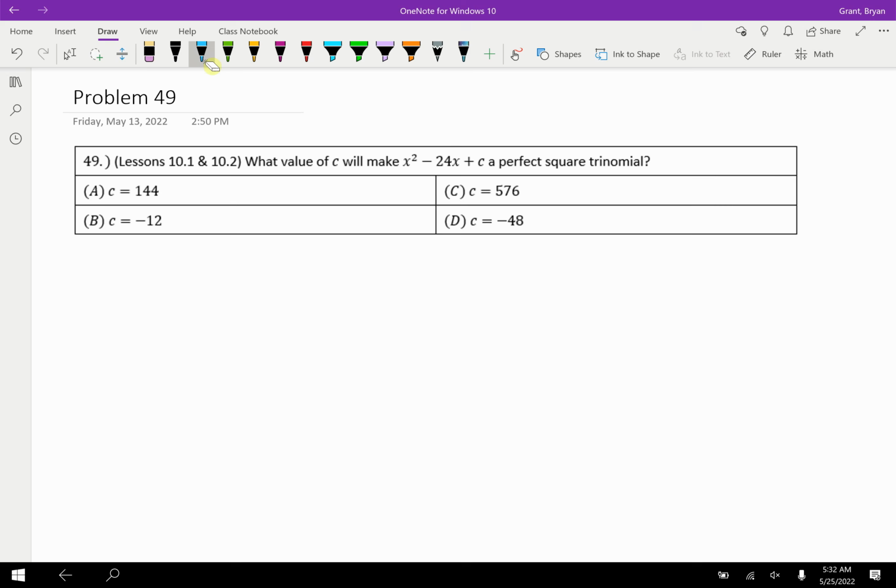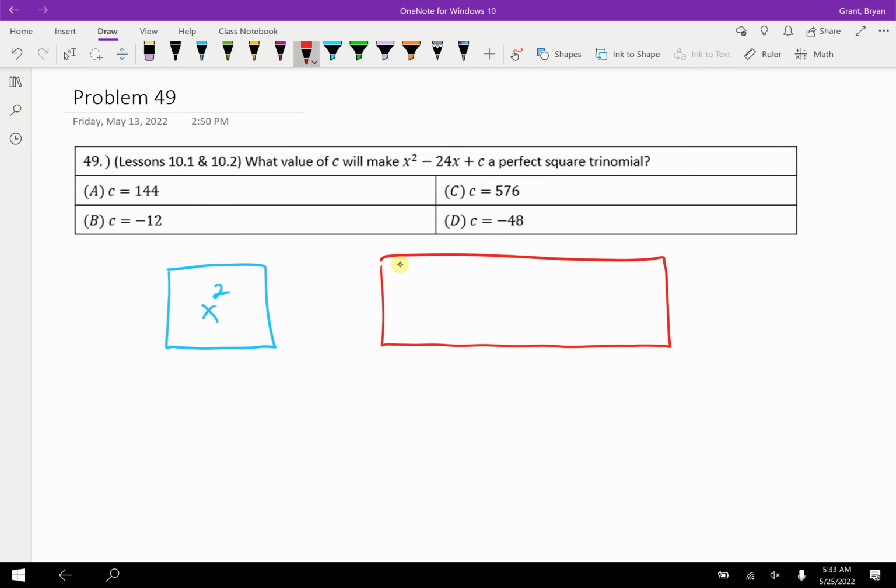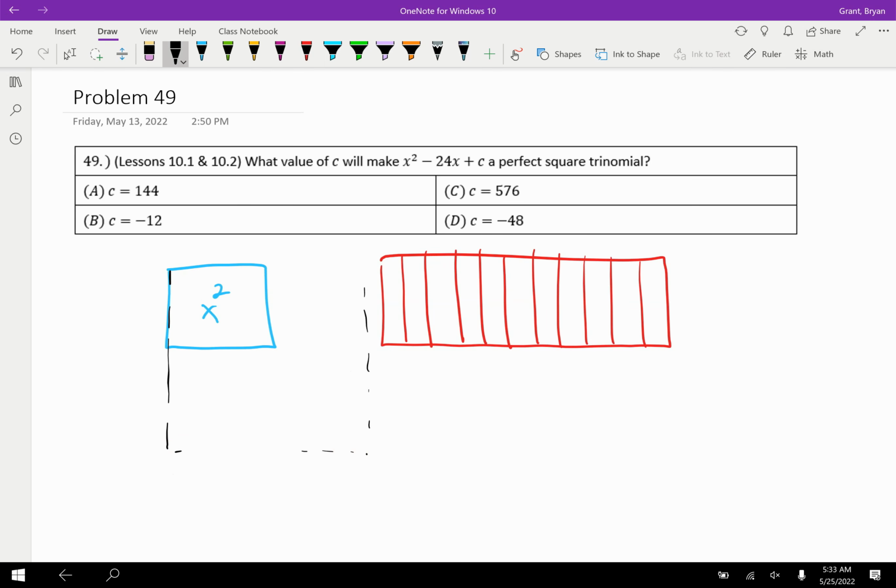So, algebra tile wise, if you remember back to my 10.2 video, we have a single x squared tile, which looks like this. And then we have negative 24 x's, so I'll do those in red. I don't need to write them all out, but you can imagine that there are 24 of these coming through here. Now, in order to turn this shape into a square, envision the square like so. A square has the same length on all sides.